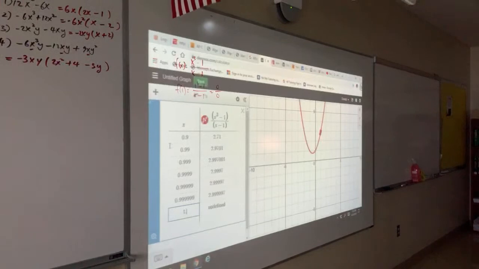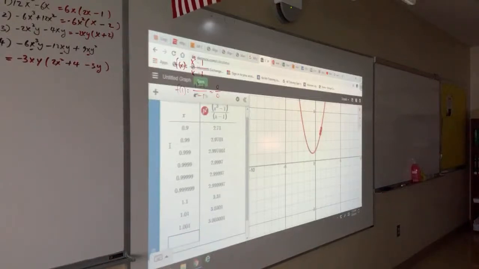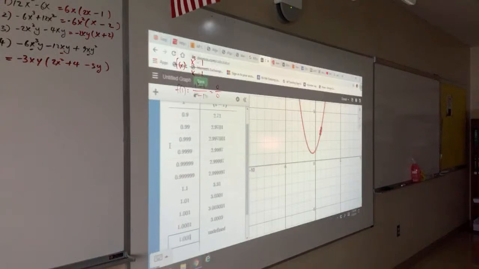And then we're gonna do it from the other side as well. So let's say 1.1, 1.01, 1.001, 1.0001, 1.00001, right? Do you see that value is going to what? If we reach 1, what is that value supposed to be? 3. So that means the limit, as I'm approaching there, is 3, because I cannot plug in 1.